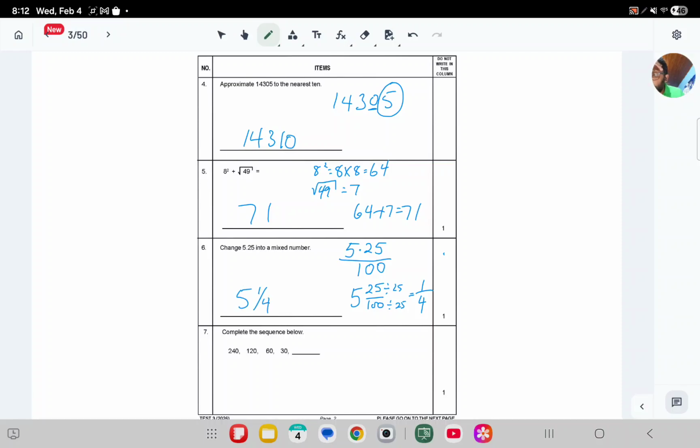Number 7, complete the sequence below. So 240. We realize the sequence is decreasing. So either we divide or we subtract when a sequence is decreasing. Then from 120 to 60, then 60 to 30. So we realize we were dividing by 2 because each one is a half. So we divide by 2, divide by 2. Alright, so then 30 divided by 2 would give us 15.